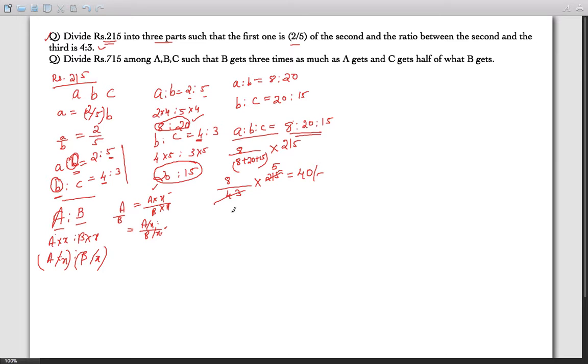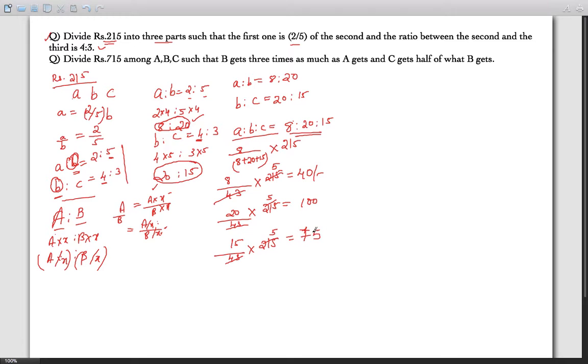Similarly, now go with the B. This is 20 by 43 into 215. The second value: 43 fives is 215. So 20 into 5 is 100. And the third value is 15 by 43 into 215. And its value is again, this goes 43 fives 215, 15 fives 75.